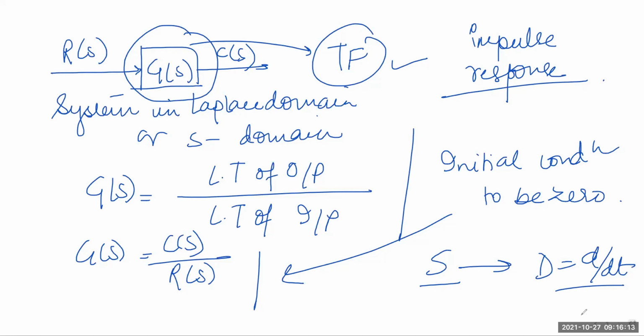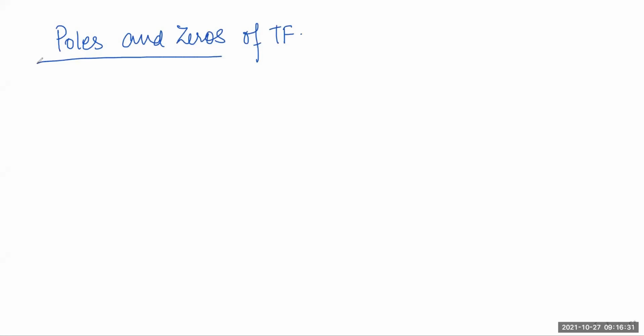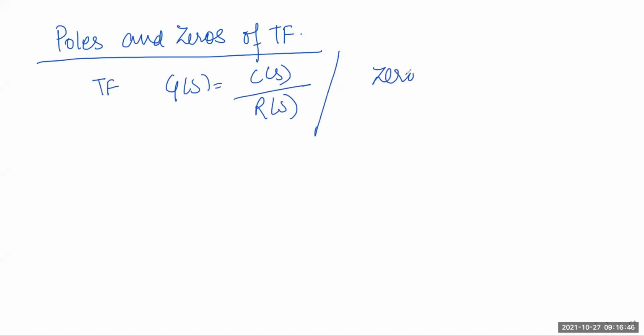Next we will move on to our next connected topic with transfer function, that is poles and zeros. Very important, because when we do big problems, these two terms, poles and zeros of the TF, that is transfer function, are important. I told you that the transfer function can be written as G(s) equal to C(s) upon R(s), assuming zero initial conditions.